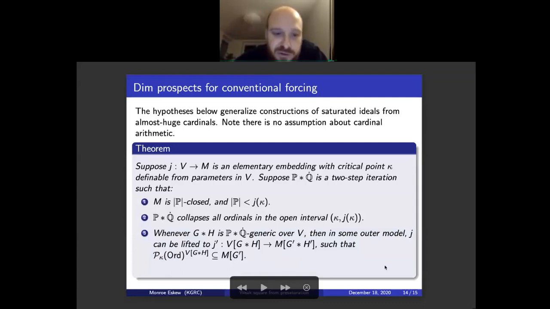The conclusion is that under these assumptions, without assuming anything about what the cardinal arithmetic is going to be, you get weak square at the predecessor. So there is a special Aronszajn kappa tree in any such forcing extension.